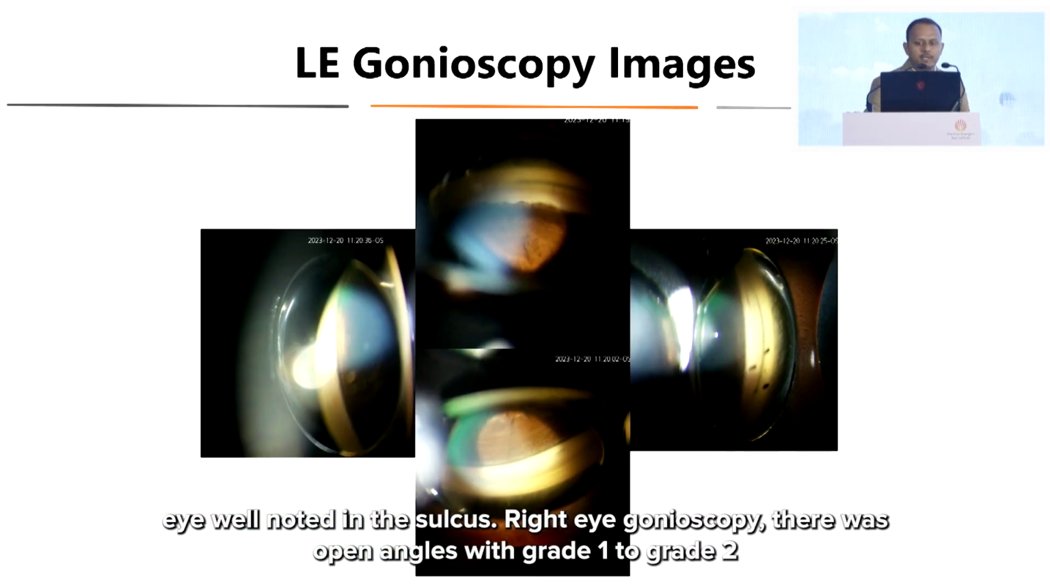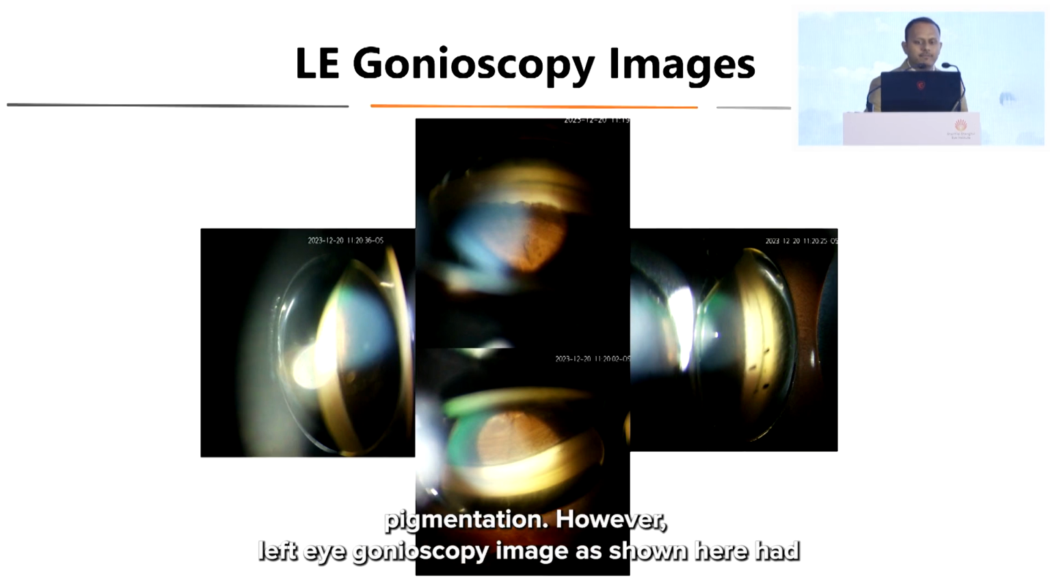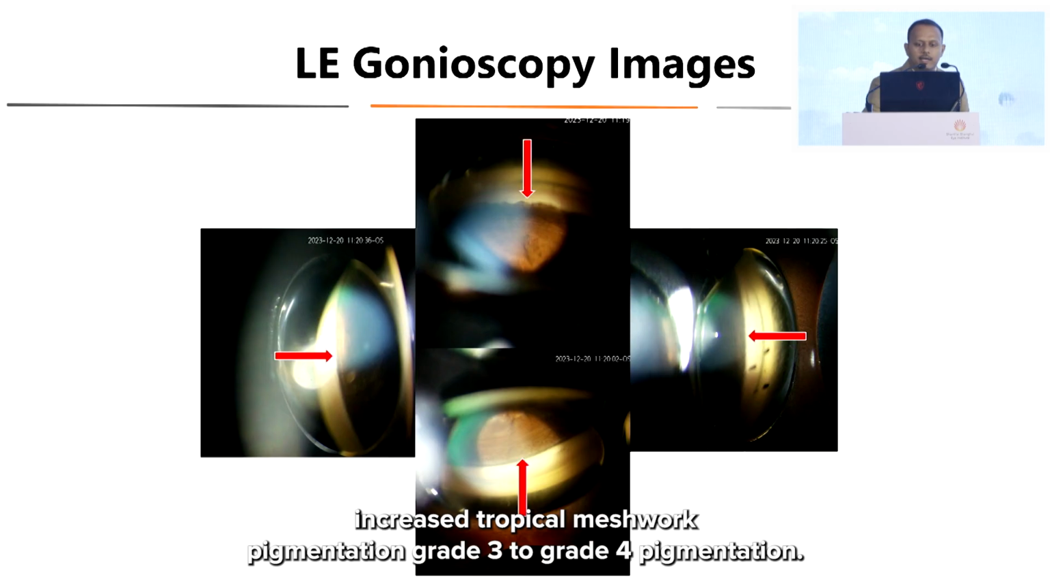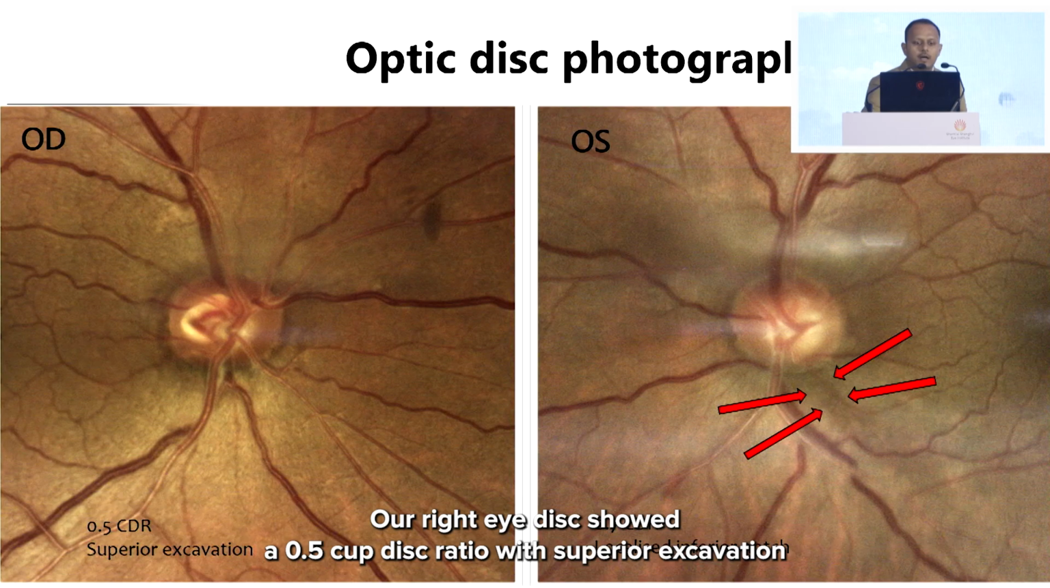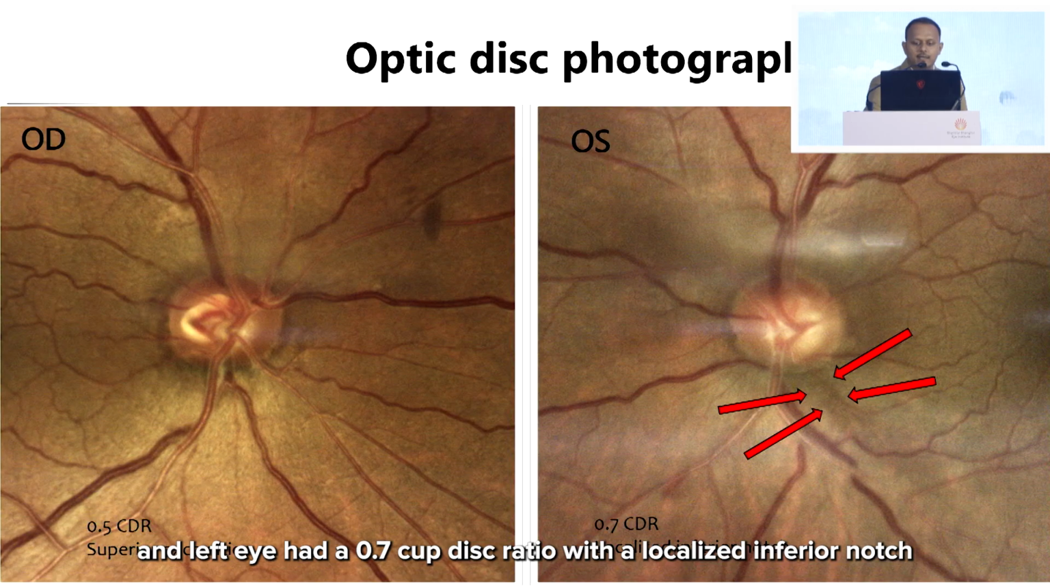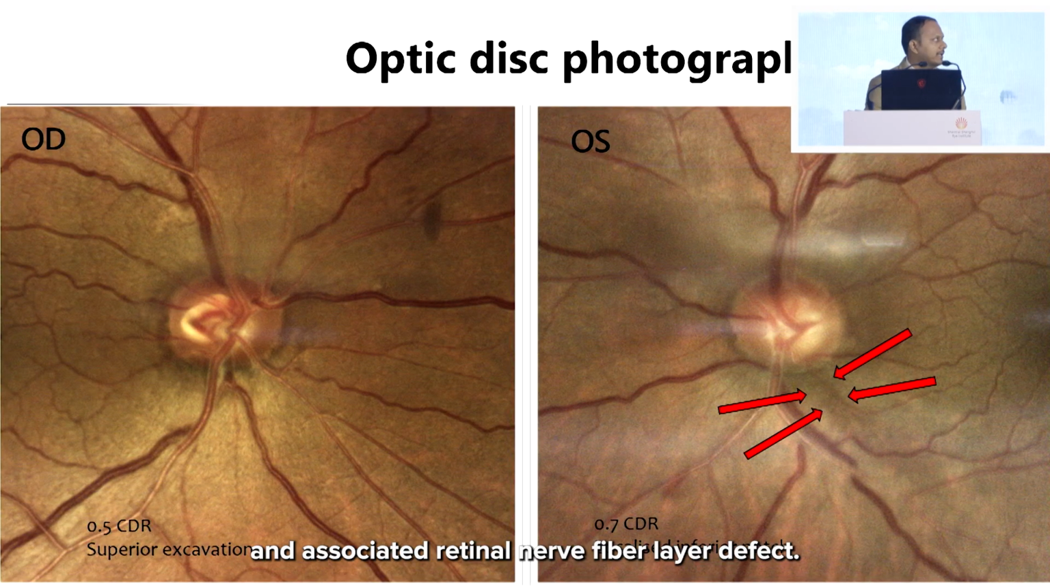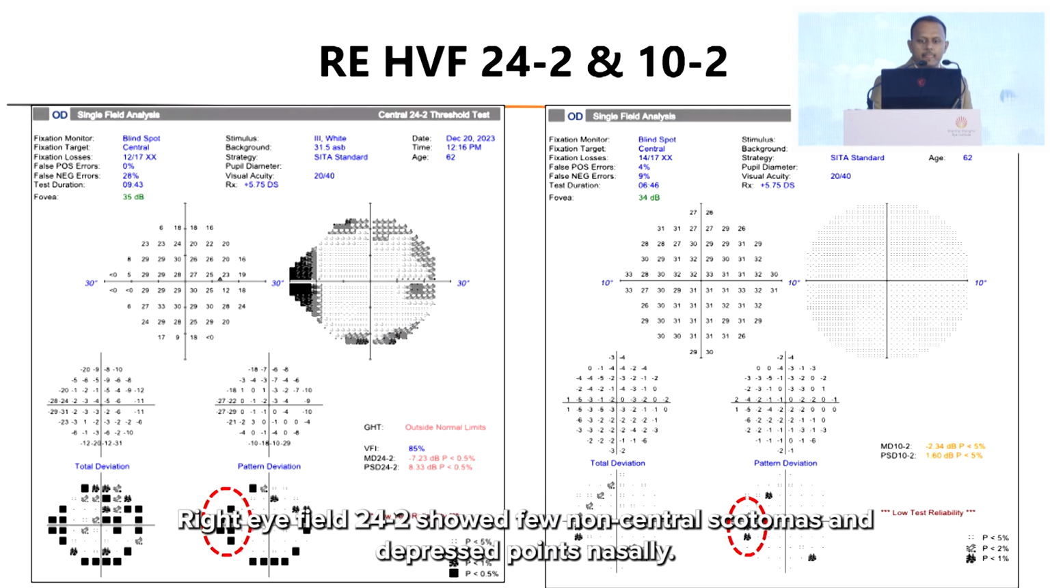Right eye gonioscopy, there was open angles with grade 1 to grade 2 pigmentation. However, left eye gonioscopy image, as shown here, had increased trabecular meshwork pigmentation, grade 3 to grade 4 pigmentation. Our right eye disc showed a 0.5 cup disc ratio with superior excavation, and left eye had a 0.7 cup disc ratio with a localized inferior notch and associated retinal nerve fiber layer defect.